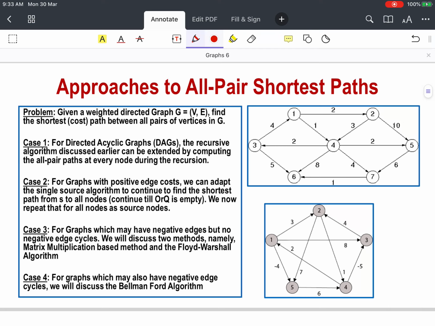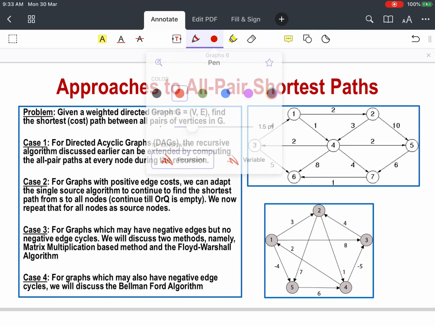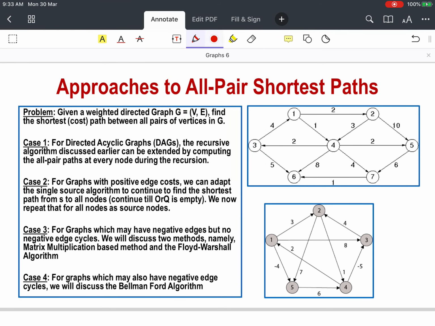The various approaches to the shortest path problem for all pairs of nodes in the graph depend on the properties of the graph. Before that, let us go to the problem definition. The problem definition says that given a weighted directed graph G equal to V vertices and E edges, find the shortest cost path between all pairs of vertices in the graph. And the cost of the path is defined by the sum of the edge costs on the path.